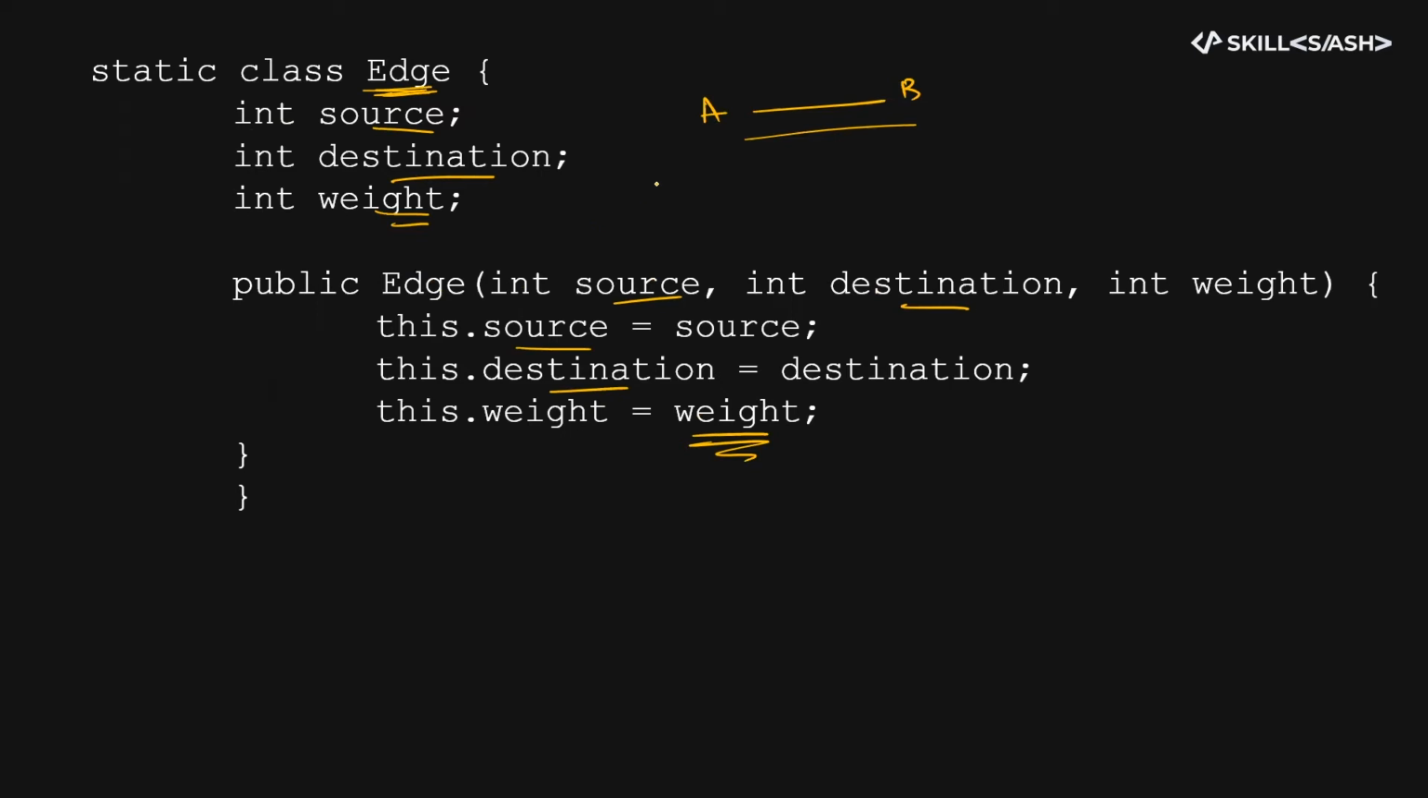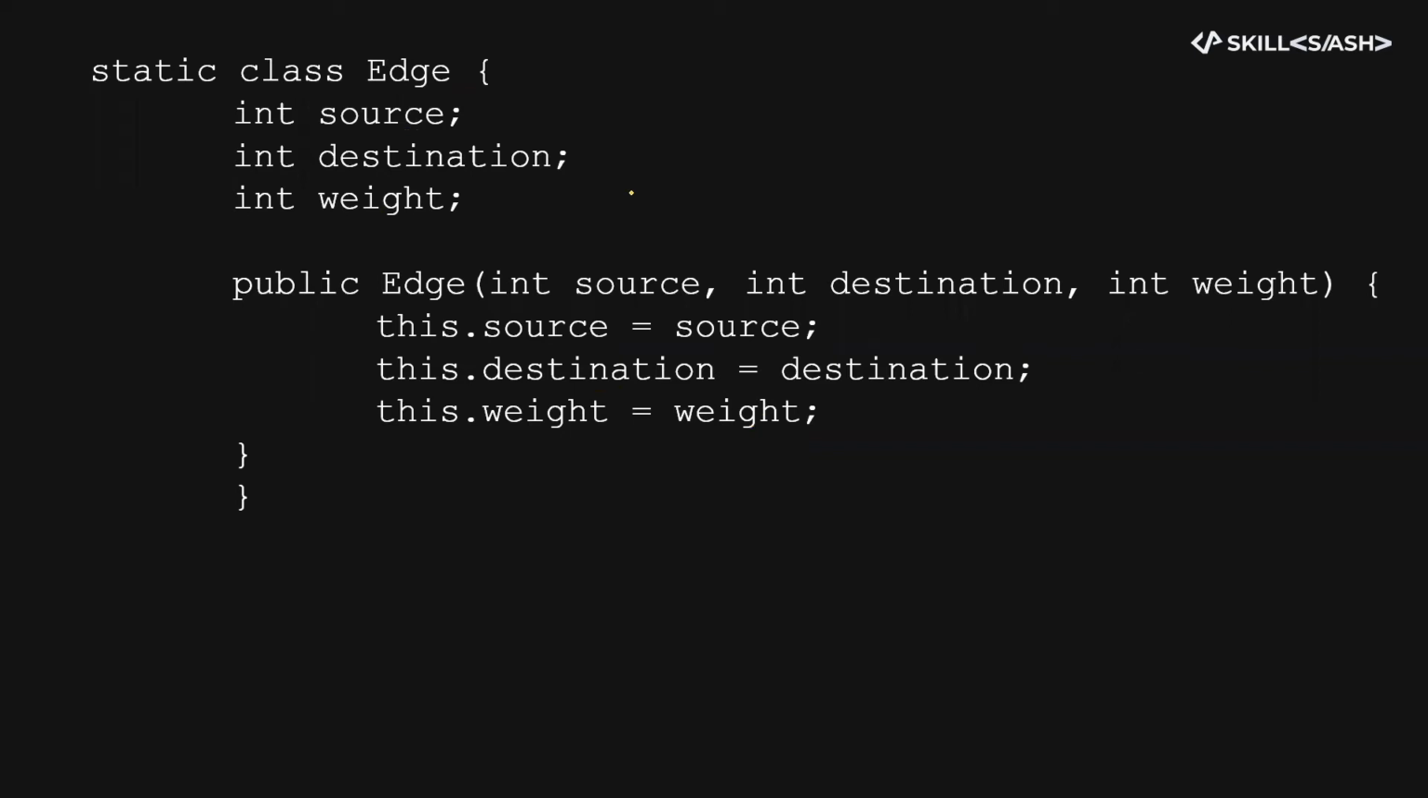Correct? The source is A, destination is B. If there is another object where source is B and destination is A, that means it's an undirected graph. If it's a weighted graph, weighted values will be there. If it's unweighted, weight will be 0. So with this representation, we can represent both. Isn't it simple?